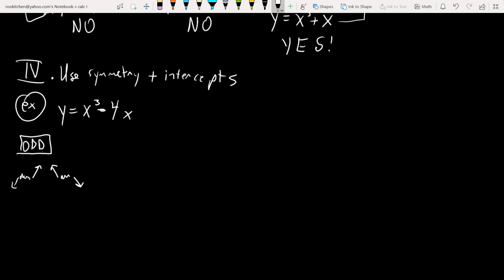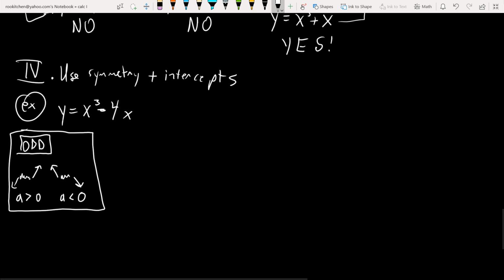With regards to its end behavior, if the leading coefficient is positive, it's the first form. If the leading coefficient is negative, it's the second form. So we already know a little bit about this graph then. We know it's going to be of that first form with a greater than 0. We know that from pre-calc.